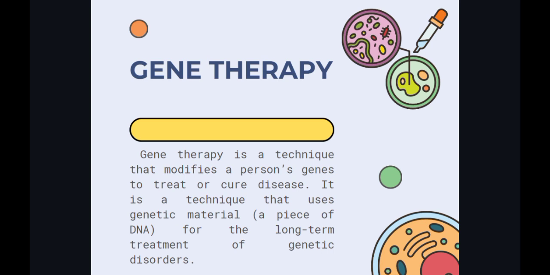So, for example, gene therapy is like fixing a mistake in a computer program. Our bodies have tiny programs called genes, but sometimes there are errors. Gene therapy is like going in and correcting those errors to help our bodies work properly, just like fixing a computer bug where it helps it run smoothly.